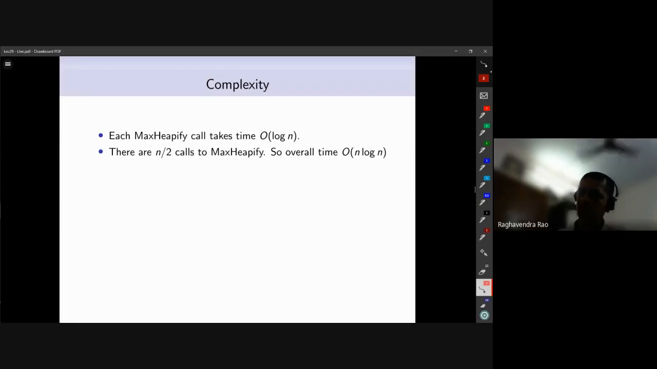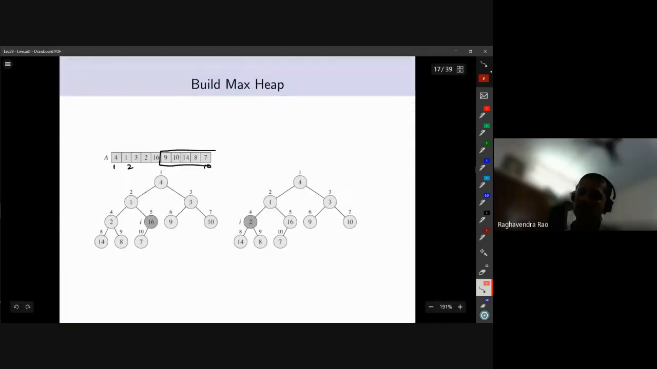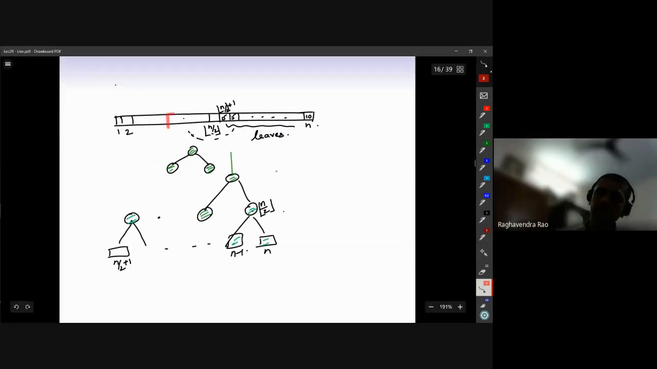However, there is one catch: this analysis is not completely tight, because this max heapify is being called on arrays of potentially smaller height. The first n by 4 calls will be to a heap of height 1, and the next n by 8 calls will be to height 2, and so on. So potentially log n is an overkill.